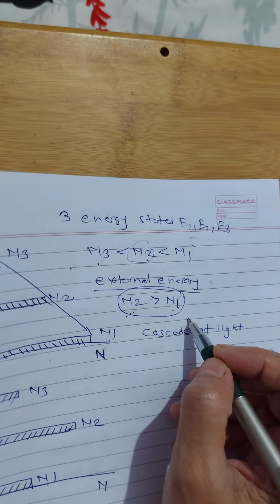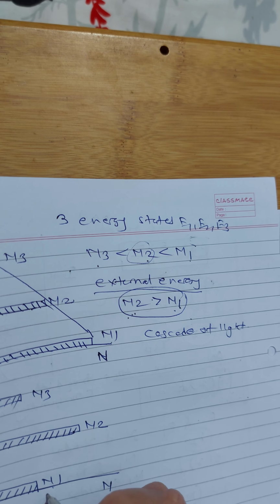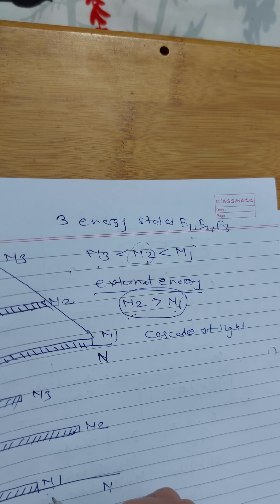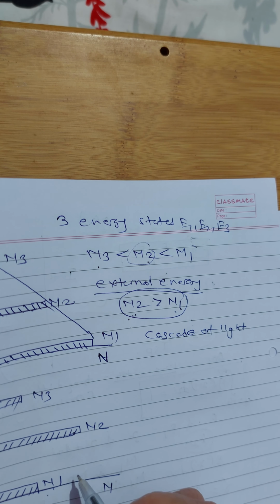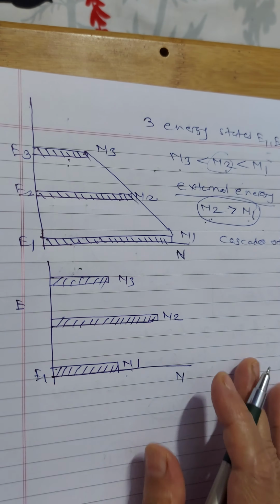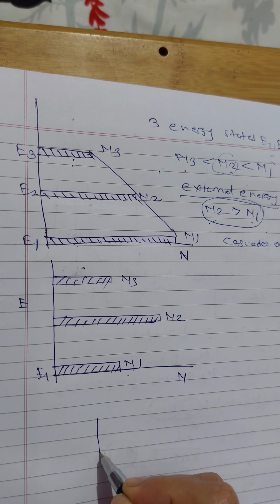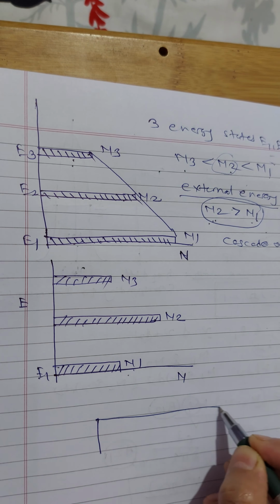population is more, as far as this N2 is greater than N1, stimulated emission is more likely than absorption, and therefore light gets amplified. Light has to get amplified continuously. This we can show in a simple diagram. So suppose this is my medium.